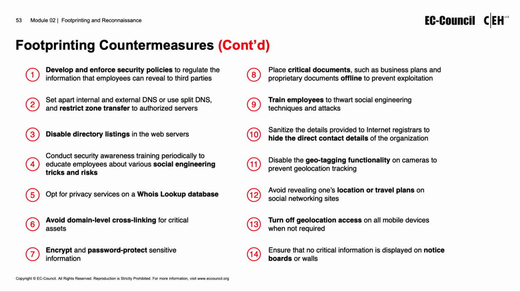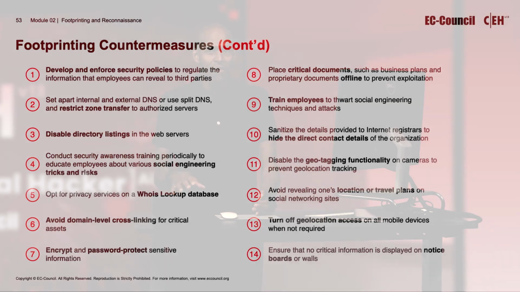Oh, there is number 7. That's my ubiquitous encryption, right? We want to encrypt and password protect, and that password protecting is ubiquitous identity. And then we put critical documents offline. Often that's called an air gap. So they're not available online.